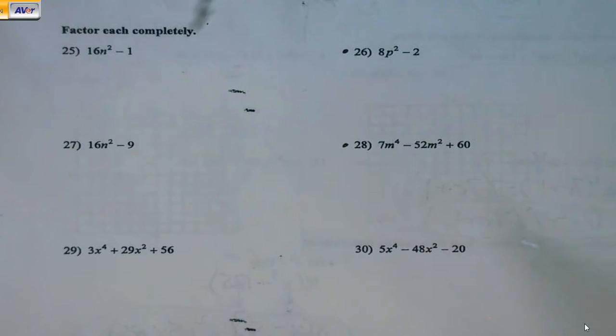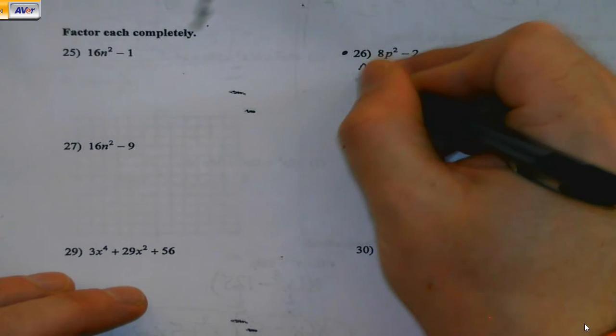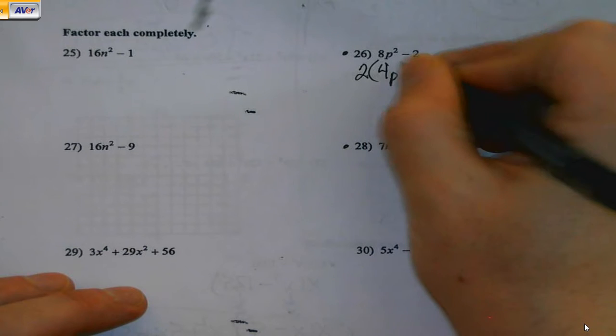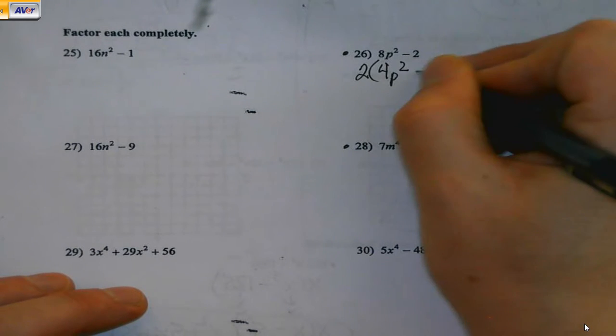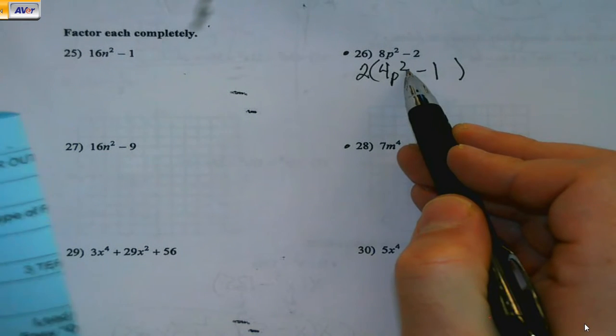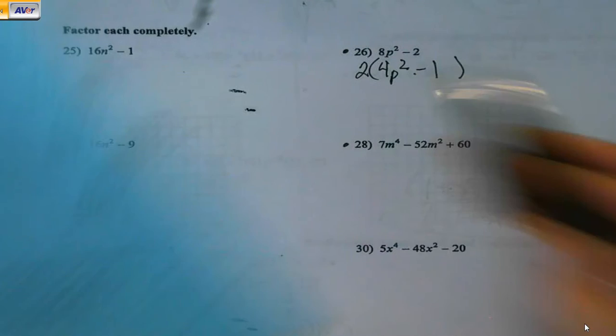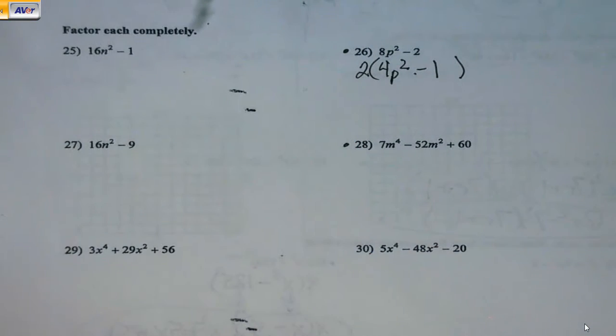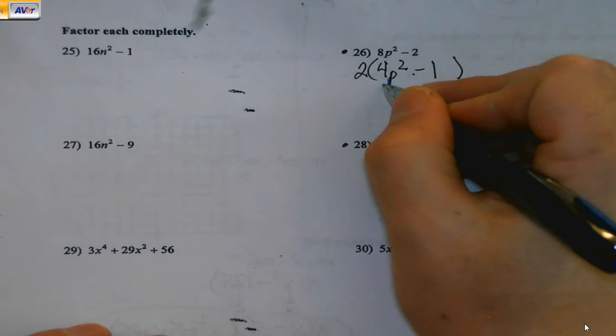Okay, last two we're going to do are 26 and 28. 26, anything in common? 2. Okay, so 8 divided by 2 is 4. Negative 2 divided by 2 is negative 1. All squared. I wonder if it's a difference of squares, because that's on here. 4, yep. So I run that same idea.